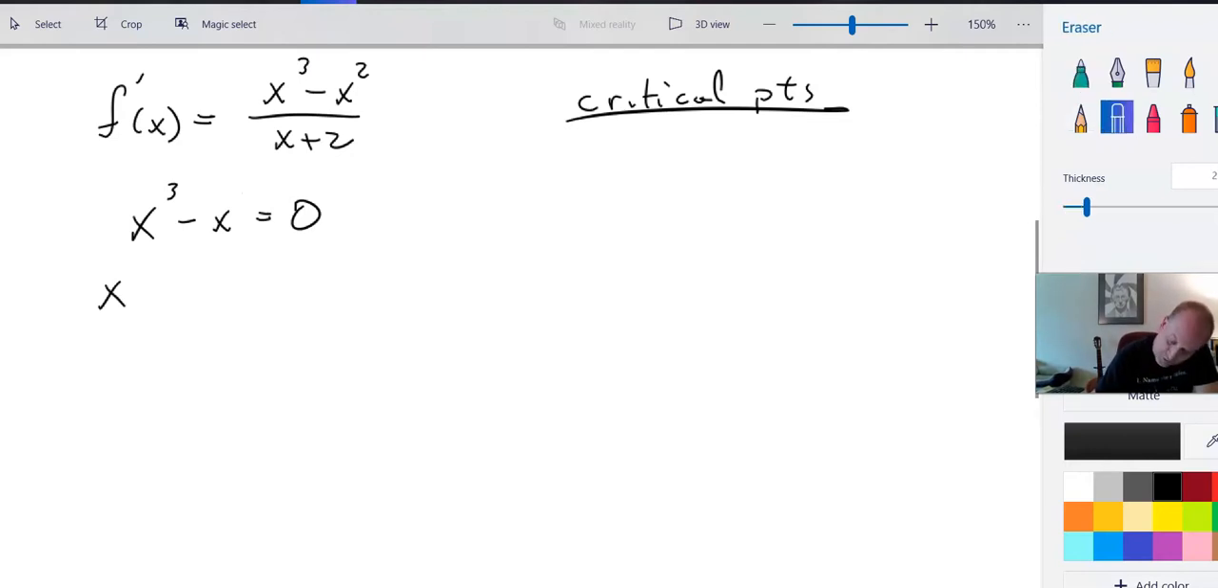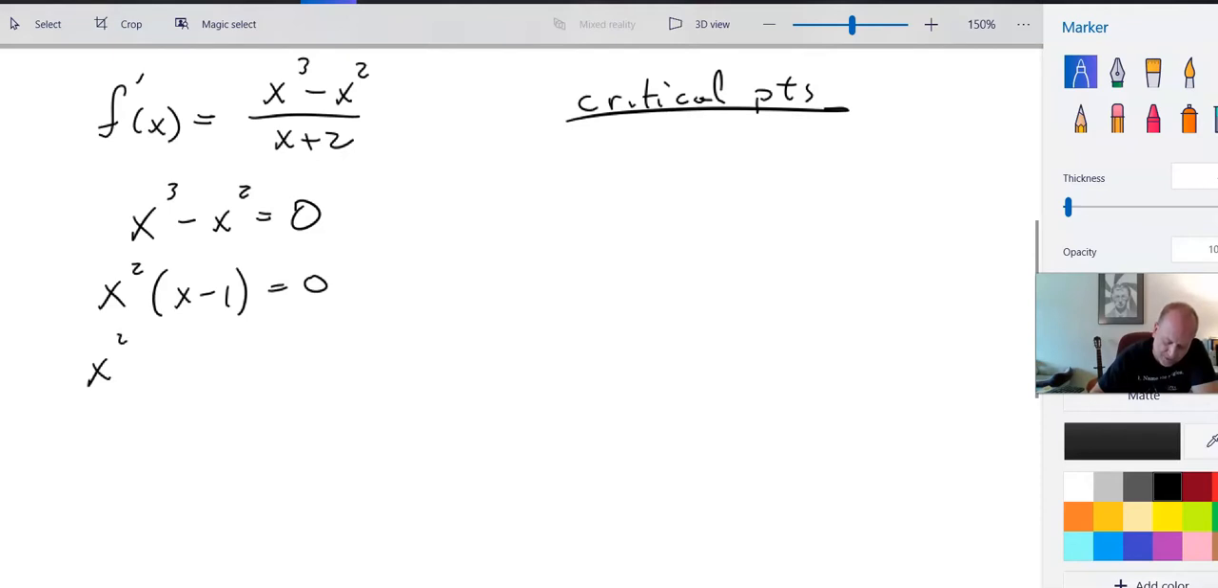hang on, that was supposed to be a square. There we go. So if we factor this, we get x squared times (x minus 1) equals 0. And then from here, I can see, well, either x squared equals 0 or x minus 1 equals 0. One of those two things has to happen. So we have zeros at x equals 1 and x equals 0. And those come from zeros, right?